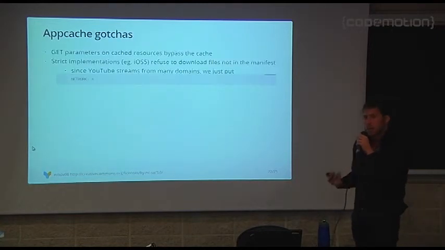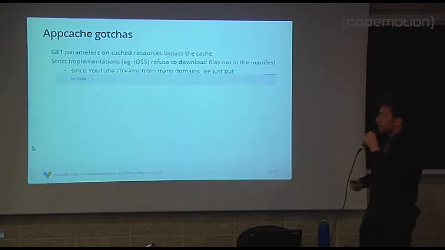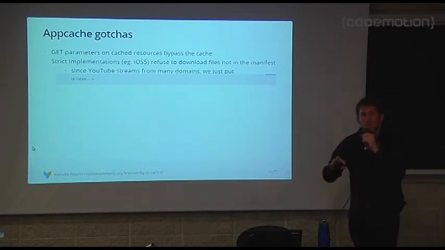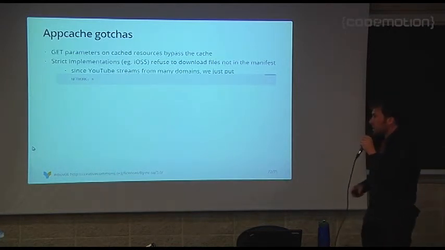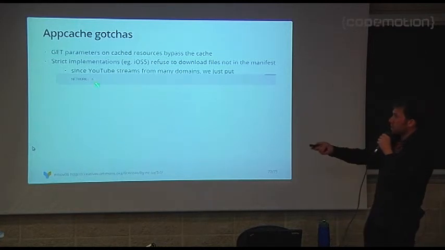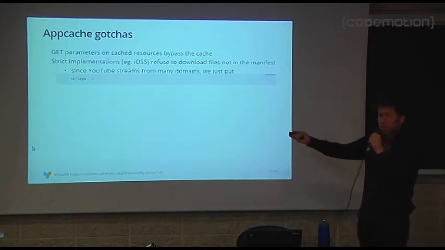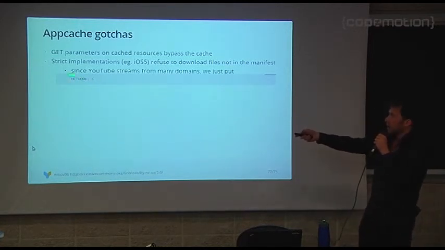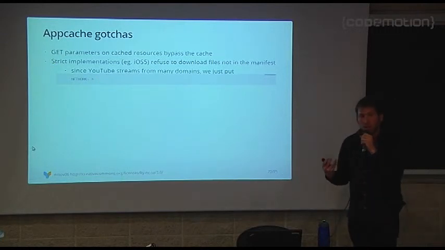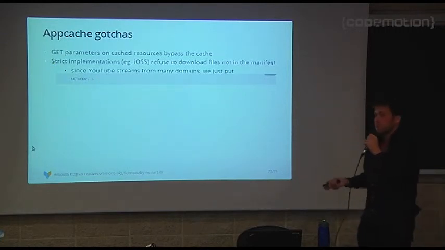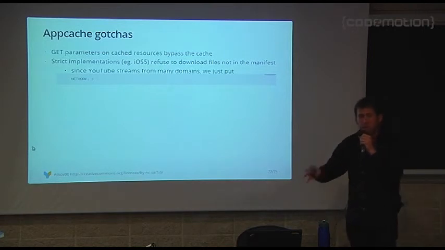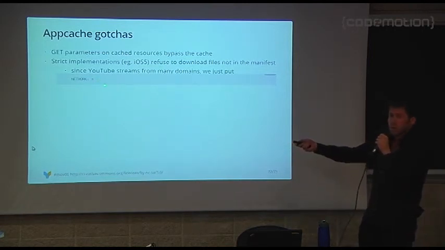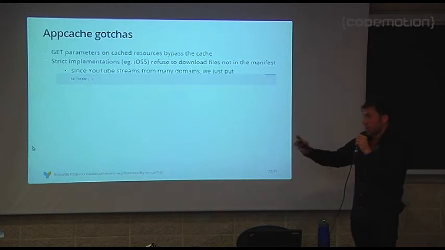So some gotchas to think about when you're doing this. If you have any get params, those are going to be considered different URLs, and so it's not going to cache them the same. For iOS, you basically have to list all the different URLs that you're going to have access to. So for YouTube, all of our streaming servers are coming from different places, so we have to throw in a star there so that it knows to request from anywhere.